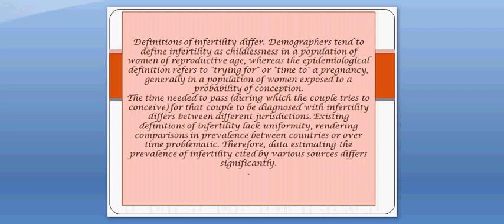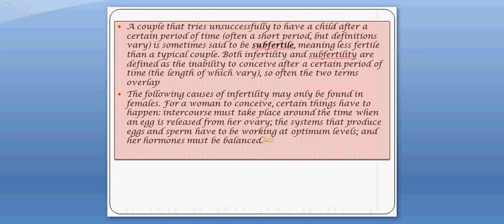The time needed to pass during which the couple tries to conceive for the couple to be diagnosed with infertility differs between different jurisdictions. Existing definitions of infertility lack uniformity, rendering comparisons in prevalence between countries or over time problematic. Therefore, data estimating the prevalence of infertility cited by various sources differs significantly.